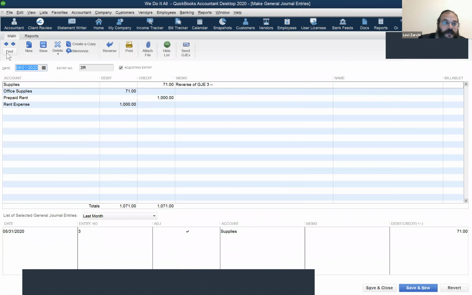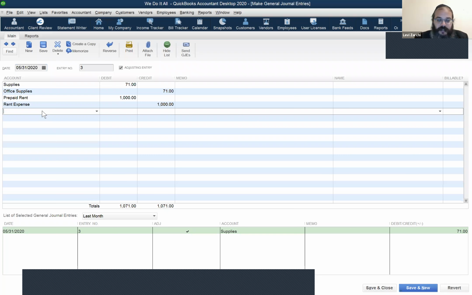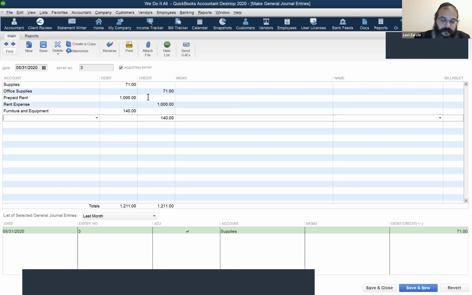Yeah, good. Now let me go back and add this depreciation issue, which is I'm going to debit copier, which is furniture, right? Furniture and equipment. I'm going to give it back $140. And I'm going to credit the expense. I already took the depreciation. Actually, you know what? No, we'll do it the way you would do it anyway.